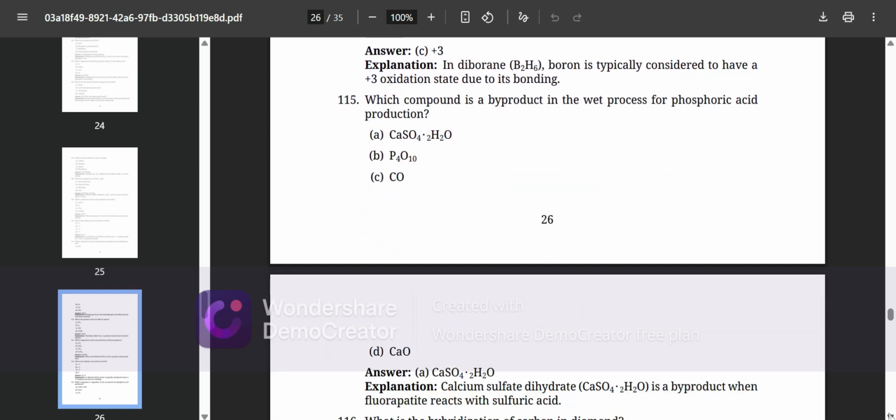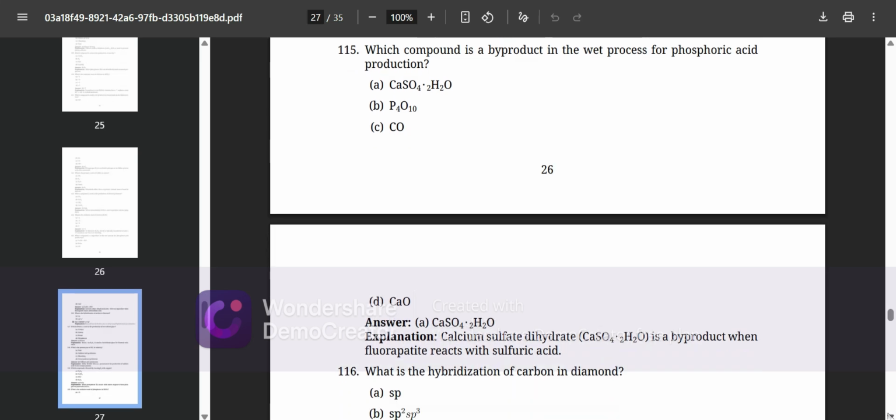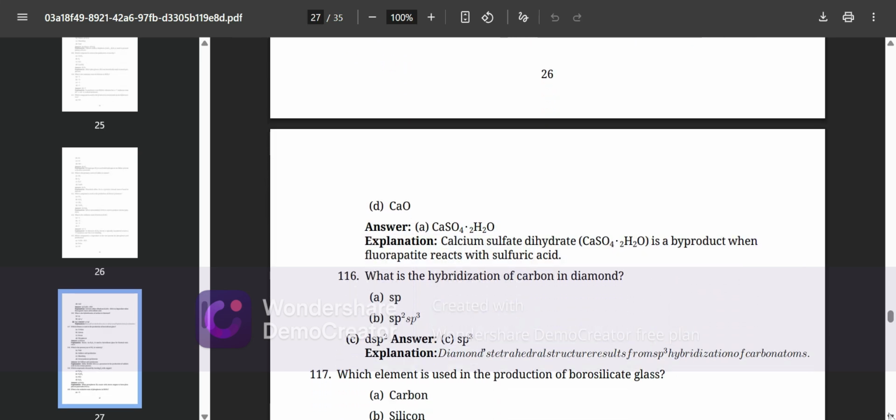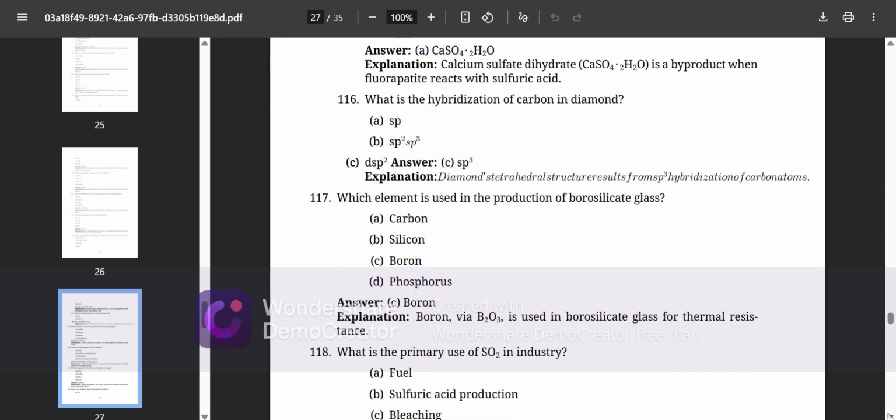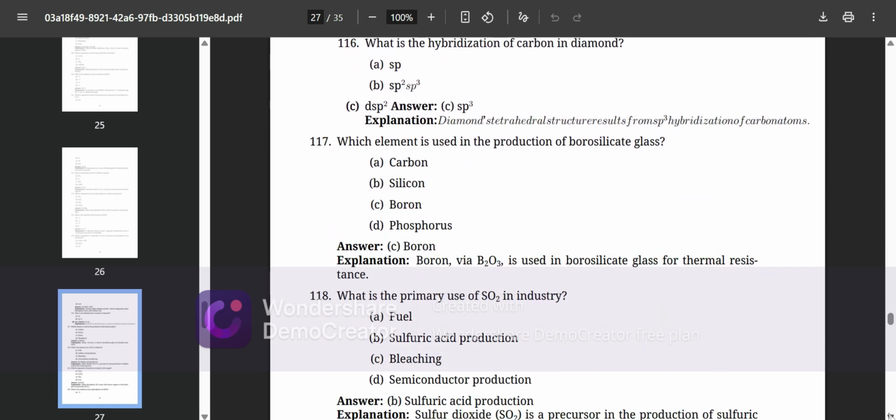Which compound is a byproduct in the wet process for phosphoric acid production? CaSO4·2H2O, calcium sulfate dihydrate. CaSO4·2H2O is a byproduct when fluorapatite reacts with sulfuric acid. What is the hybridization of carbon in diamond? sp3.